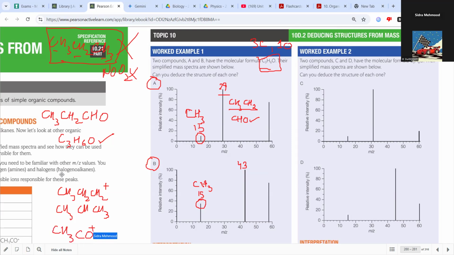They are saying that these are the three possibilities for 43. Okay, so we have the methyl group. If we are considering this one, it has no oxygen. So we cannot consider it, because the molecular formula for both of these compounds is C3H6O. It is having no oxygen, so this is not right. This is also not to be considered. We will consider this one, CH3CO, for this 43 value.